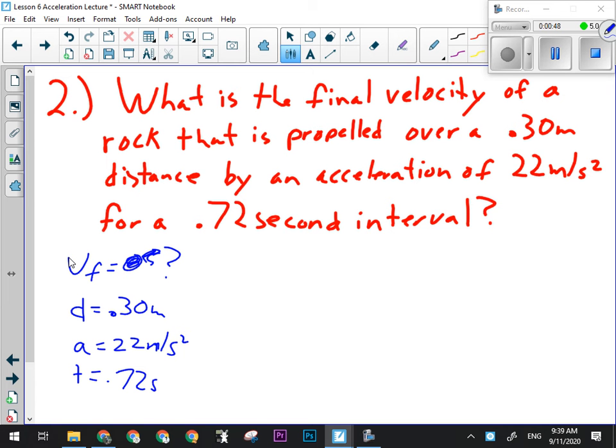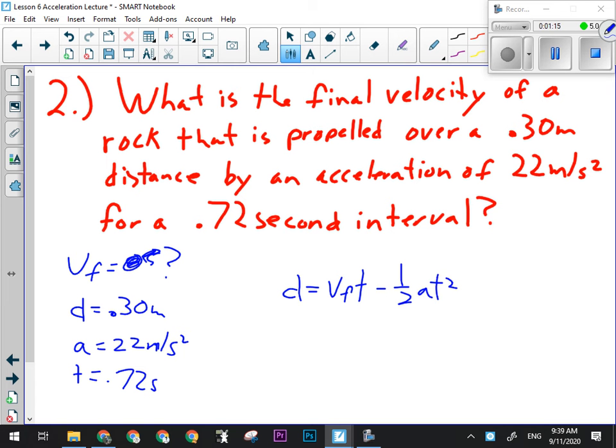What formula do I have that has those four things in it? Actually, it's D equals this one, right? This is the one you're thinking? So I've got D equals VF times T minus 1/2 AT squared, and I'm looking for VF.